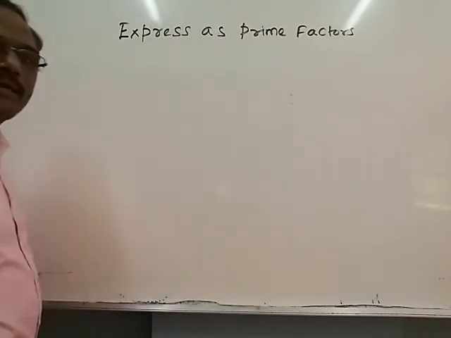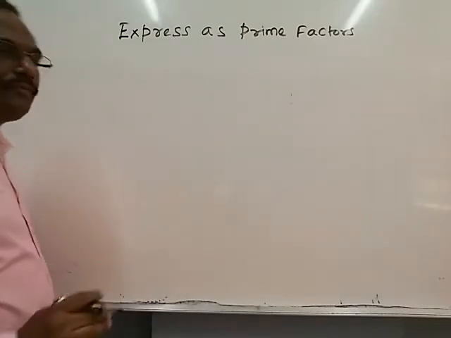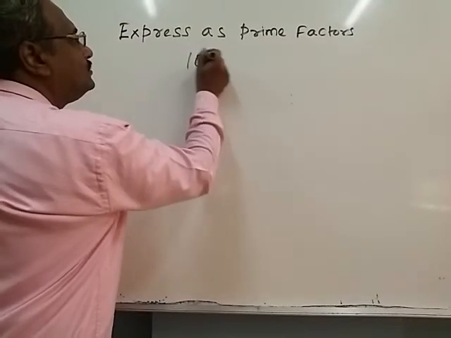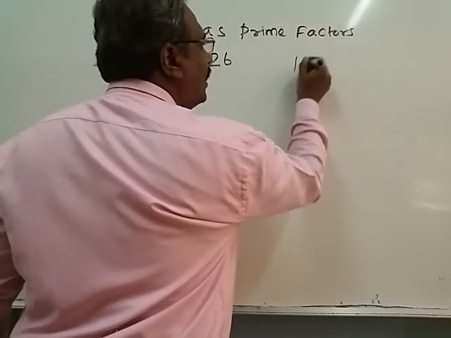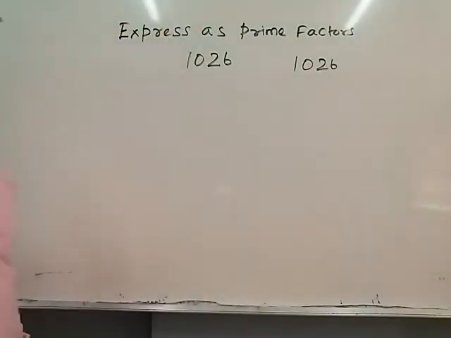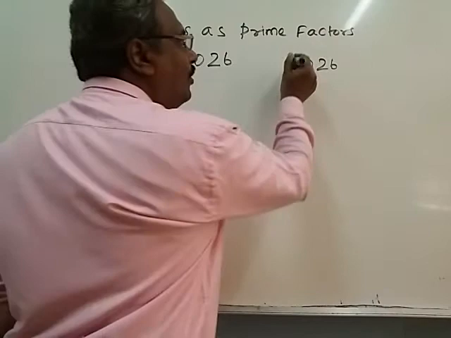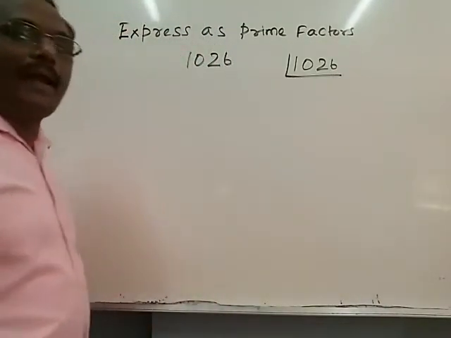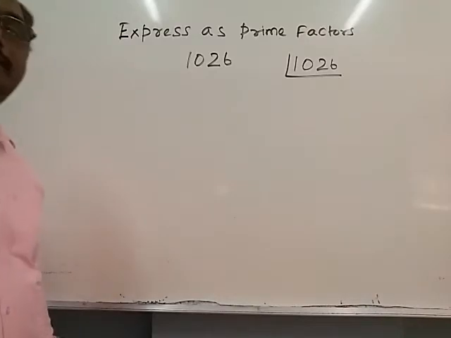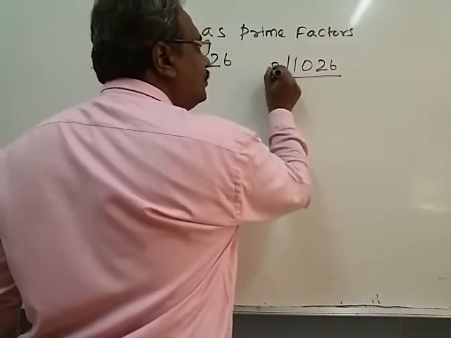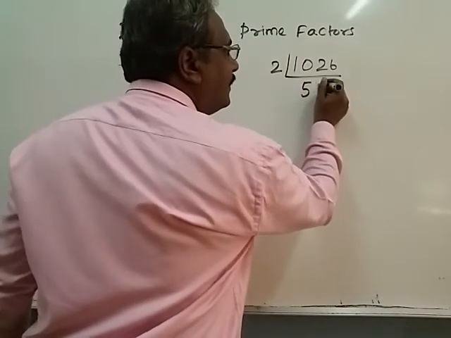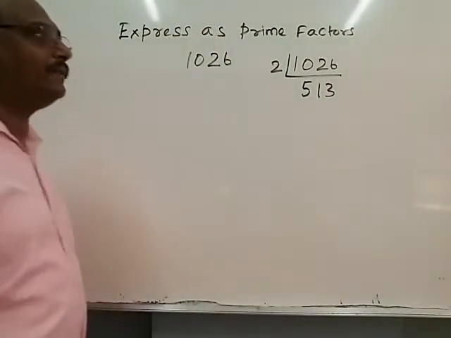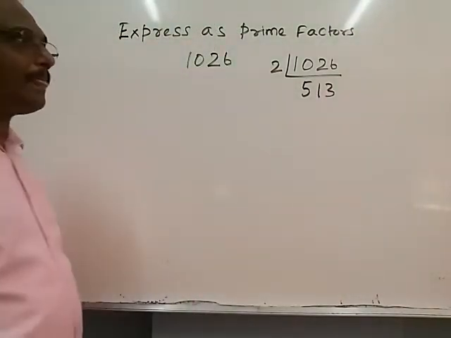Express as prime factors. 1026. I am going to take the number 1026. I am going to divide by the least prime number. What is the least prime number? 2 is the least prime number. So when I divide, this is 513. I am going to check this. We cannot divide by 2.